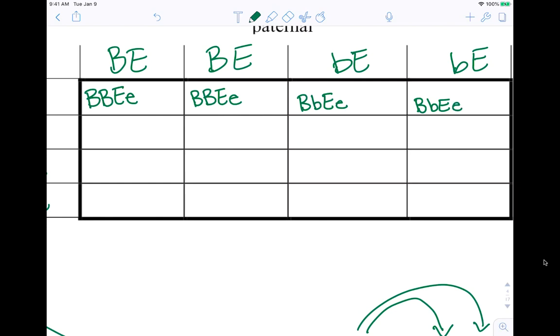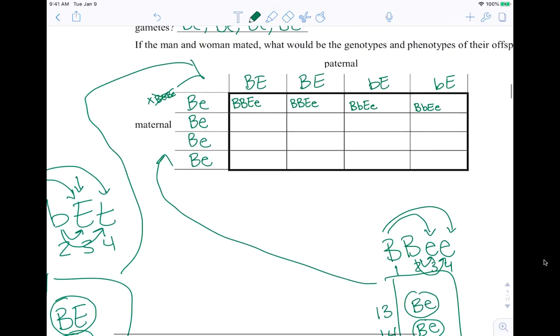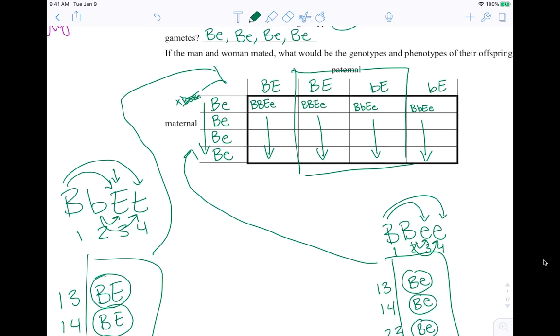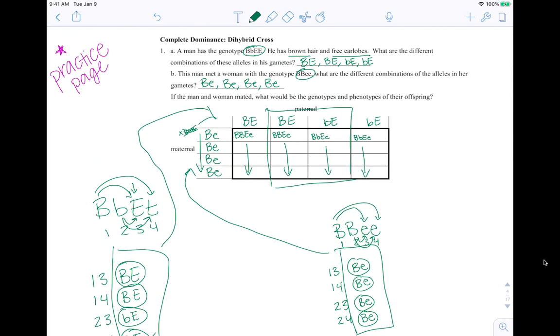And this one worked out really nicely because if you look, all of these are the same. So all of these are also going to be the same. So really, you only had to solve right here to get your answers. Okay, so that's how you do a dihybrid.